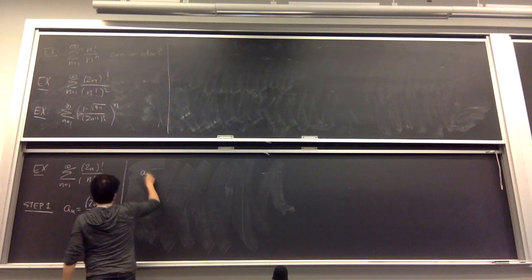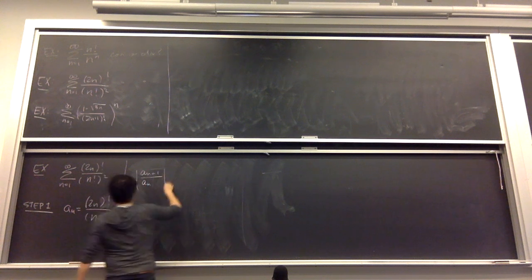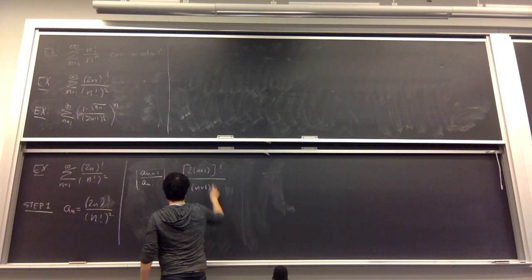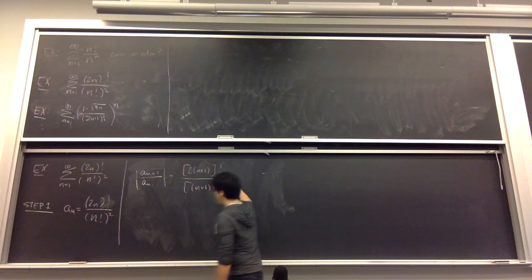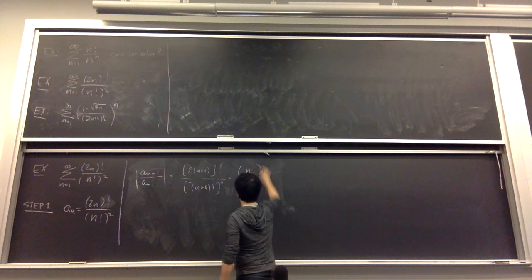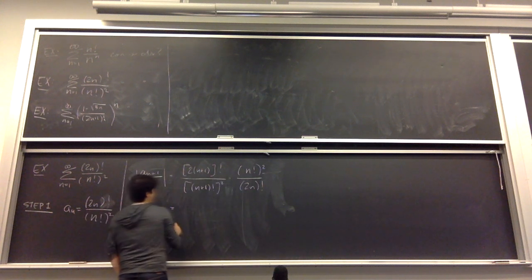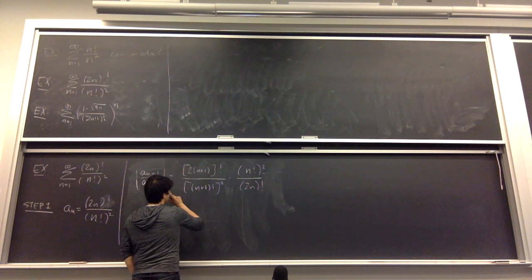Okay, so we know that a_{n+1} over a_n is going to be (2(n+1)) factorial over (n+1) factorial, that is squared, multiplied by n factorial squared over (2n) factorial. Okay, so this is going to be what? We're going to get, let me see. Up here, well, this is (2n+2).